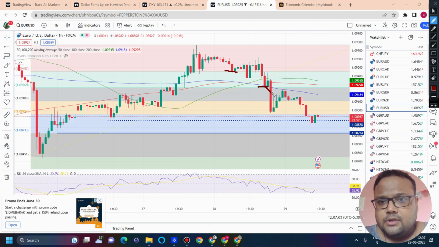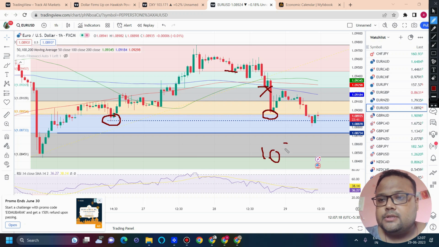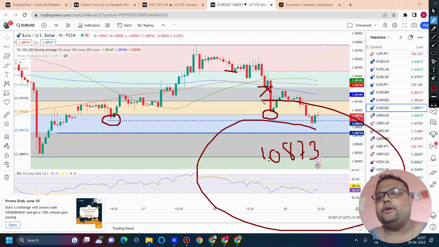But there was news, so the market broke this Fibo 50 here, but the market almost took support around the Fibo 61.8% retracement level, and we also had support around this area. So the next level of EURUSD is around 1.0873. This is the next support on the chart of EURUSD.